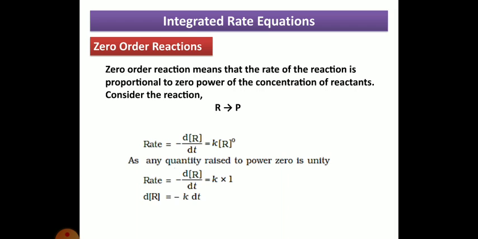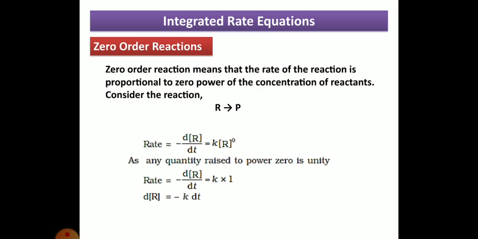Now this simple elementary reaction we are considering here, reactant gives product, that is R gives P. For that, we are going to write the rate law first. It will be minus d by dt of concentration of R, and for its rate constant, that is k, by replacing the proportionality sign, we can take k, and we have taken k times the concentration of reactant raised to 0.